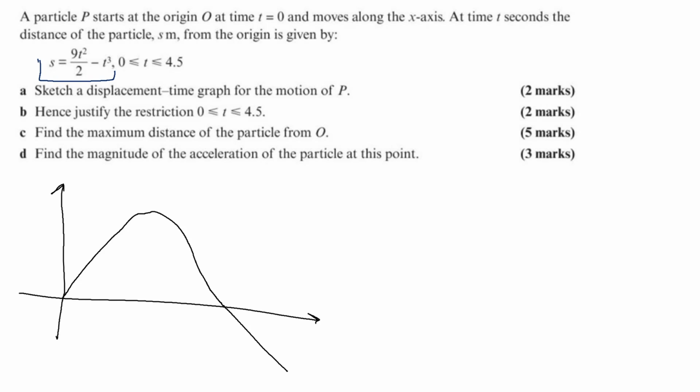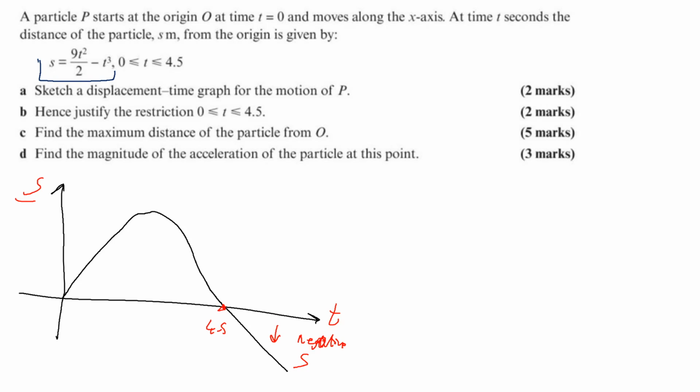Justify the restriction of 0 to 4.5 seconds. From 0 to 4.5 seconds, it looks like that's the point at which we go negative. So it's going to look like this, and this is 4.5 seconds. And anything below, you have a negative displacement. This is your displacement, this is your time.